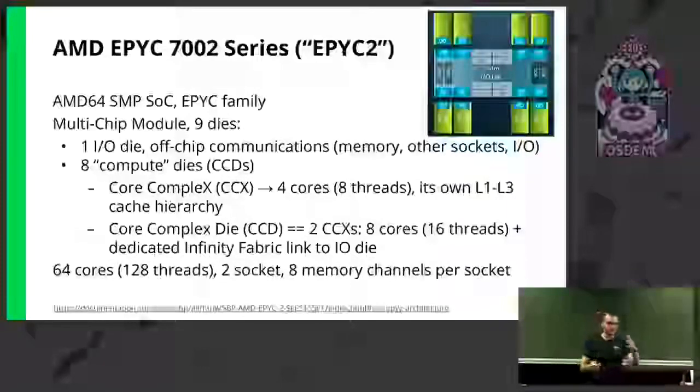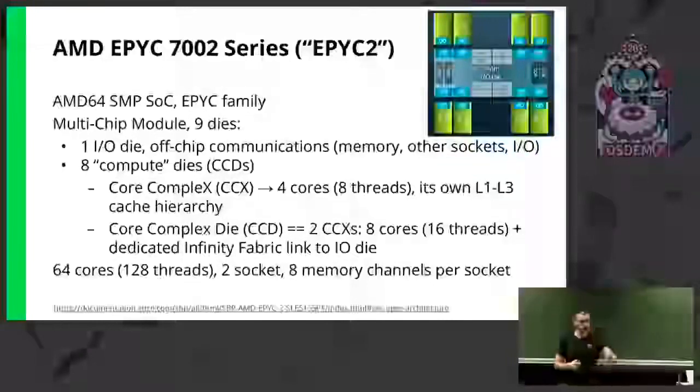Then there is the concept of core complex, CCX, which is basically a combination of 4 cores, which also means 8 threads, because these processors have hyper-threading. We will look into this a little bit in more detail later. Each core complex has its own L1 to L3 cache hierarchy, but we will see about this later. Let's also introduce the concept of core complex die, or CCD, which is basically 2 CCXs, and so 8 cores, 16 threads.